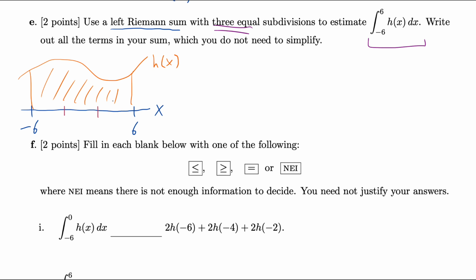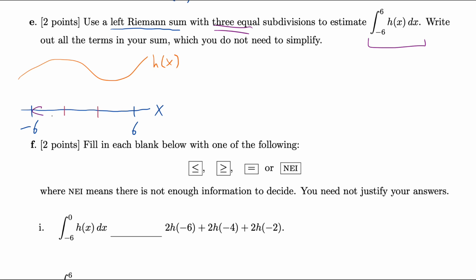Now, why would you want to estimate it? Maybe you don't quite know the formula for h of x, and even if you know the formula for h of x, maybe it's very difficult or even impossible to anti-differentiate h of x using, say, the functions that you know. So you want to just estimate the area using a Riemann sum. And how we do that is we can either use the left Riemann sum or the right Riemann sum.